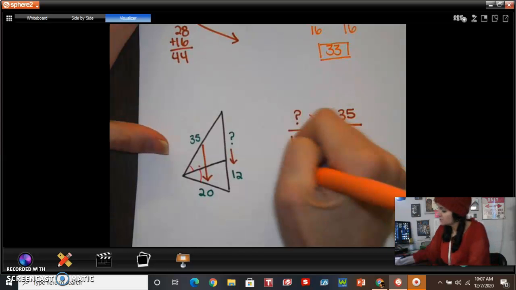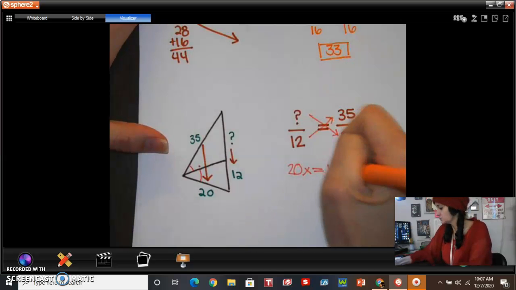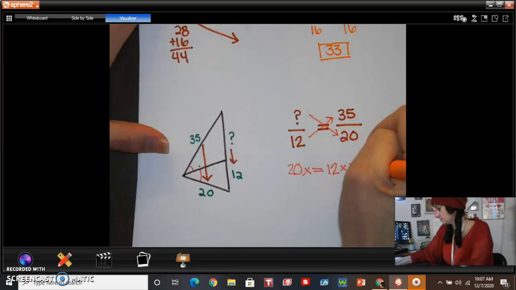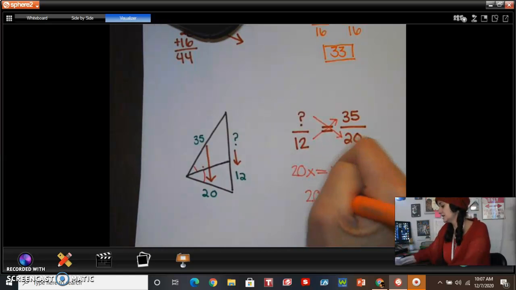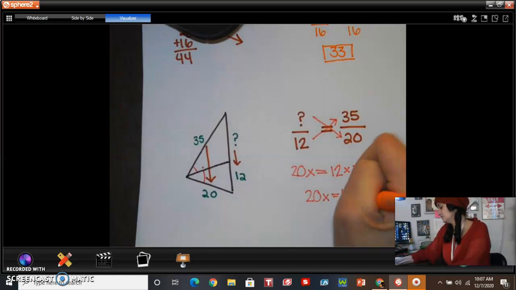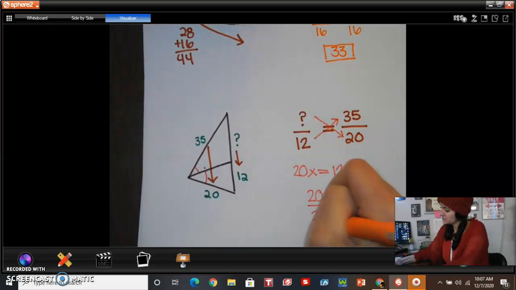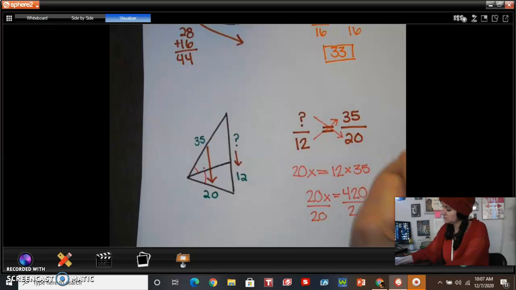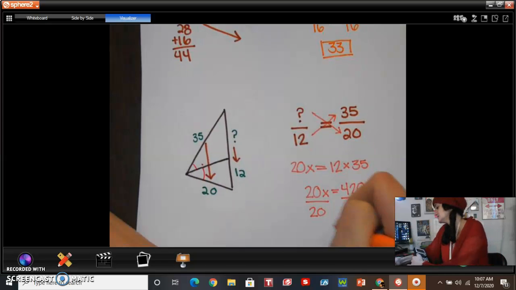It works. So I have 20x equals, and then we have 12 times 35. Please use your calculators. So we have 12 times 35, so I have 20x equals 420. Then to solve for x, we divide by 20. And our missing side length is 21.